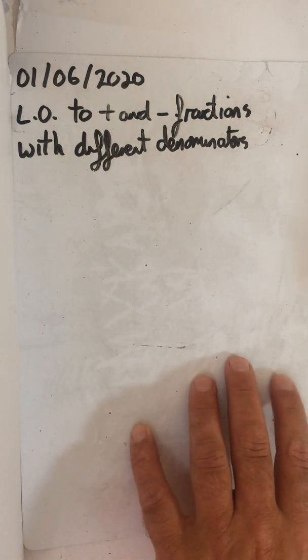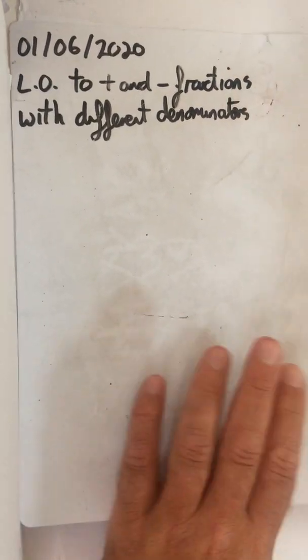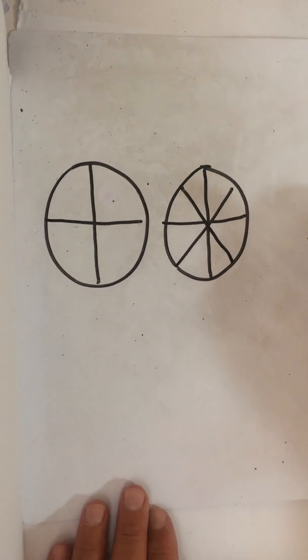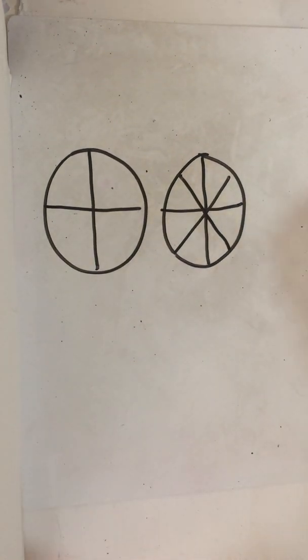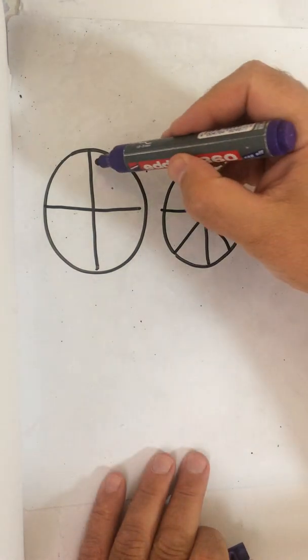Right, so as you can see, we're adding and subtracting fractions with different denominators. We have done this before. We're only going to spend one lesson on this, so we're going to go through it really quickly. First of all, let's look at equivalent fractions. You have to understand equivalent fractions first.